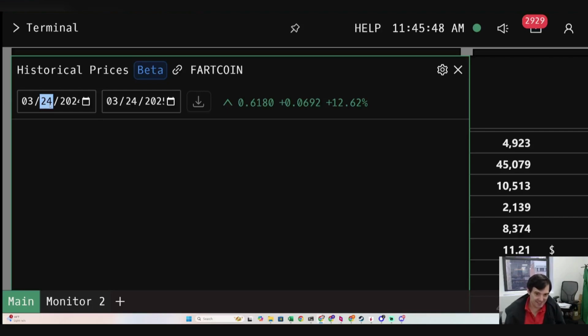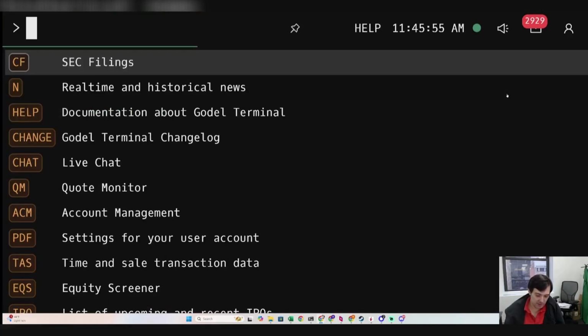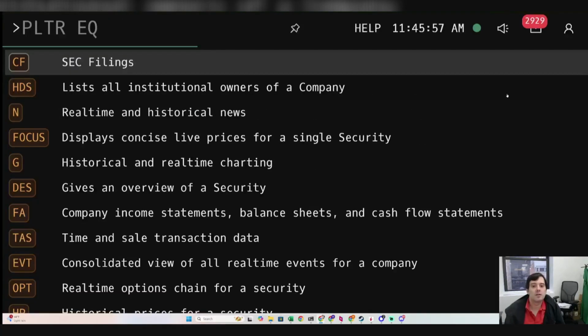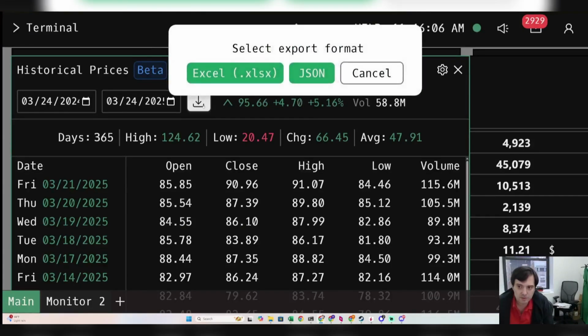We may not have this for crypto. Oh, it's killing me. Well, let's pick a similarly crazy stock. Let's do Palantir. And then you do HP, and you get this listing. So we'll do that. We'll make sure that crypto has this. And we just hit download.